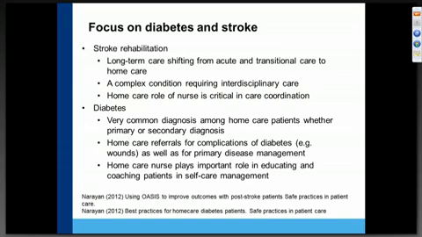I would suggest that it's probably maybe the most common diagnosis among our home care patient population. Maybe it's not the most common primary diagnosis, but it's a secondary diagnosis for so many of our patients. And we certainly see many home care referrals for the complications of diabetes, probably most commonly the diabetic wounds that require long-term management, but we're also seeing these patients for overall primary disease management as well. And the home care nurse, again, plays a very important role in patient education and coaching.